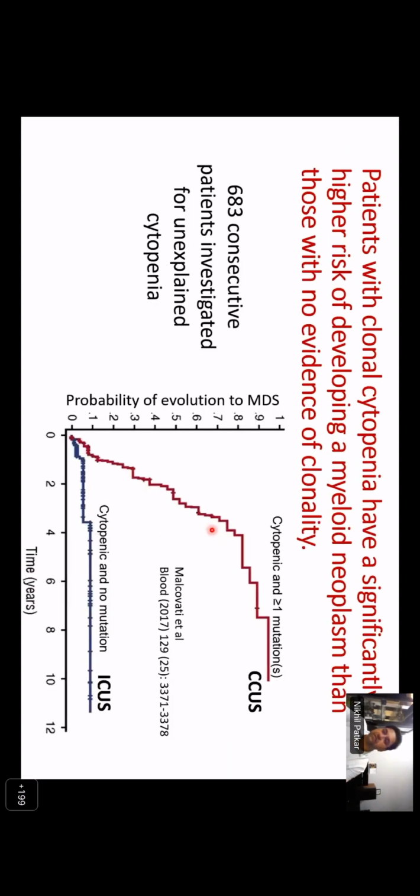So this is one of the most important papers and investigations for patients who have unexplained cytopenias. They studied a large cohort of patients, and they found that if the patient was cytopenic and had one or more mutations, they had a high propensity to transform into MDS, as opposed to patients who were cytopenic with no mutation. All right. So therefore, it is important to do NGS testing in patients who have unexplained cytopenia.